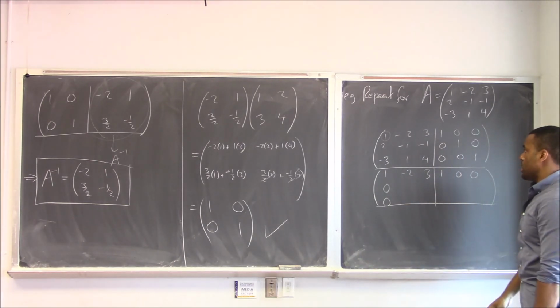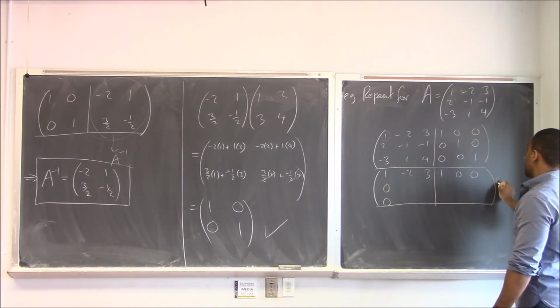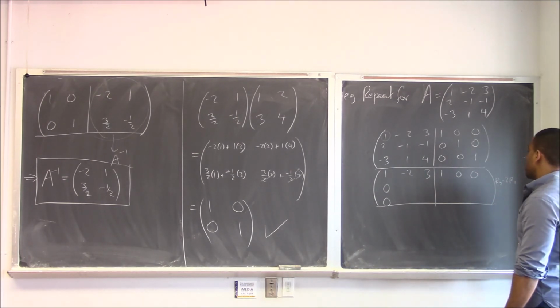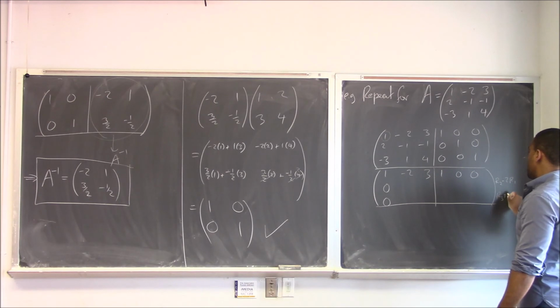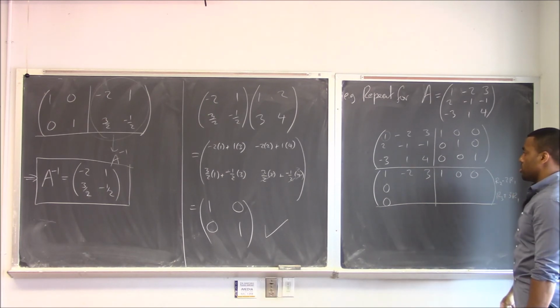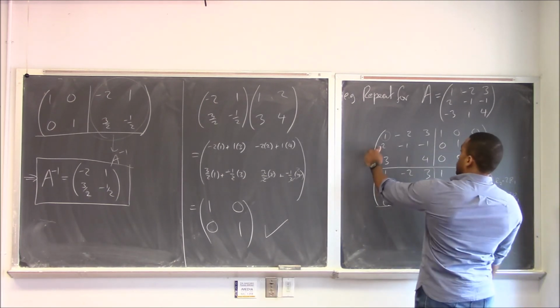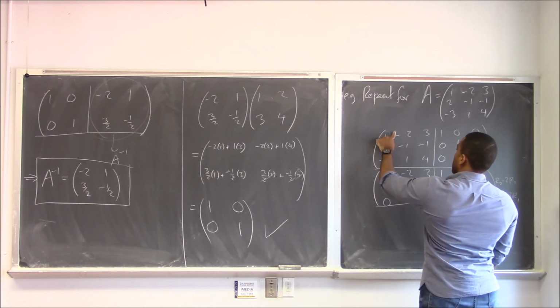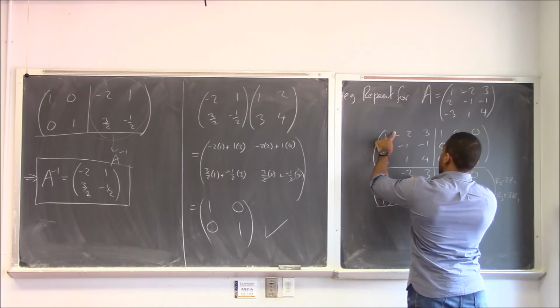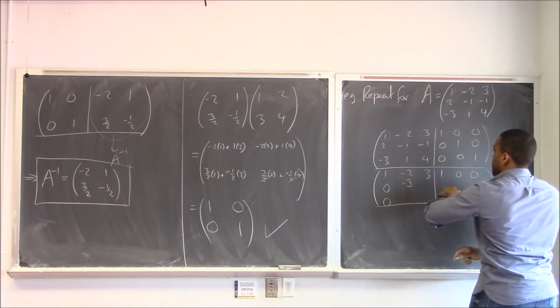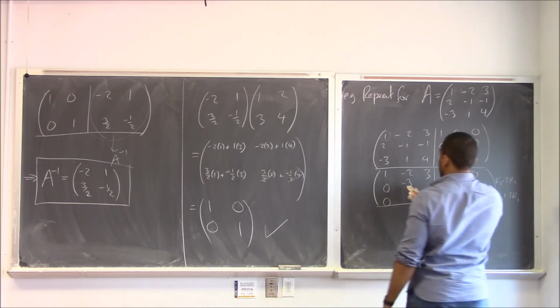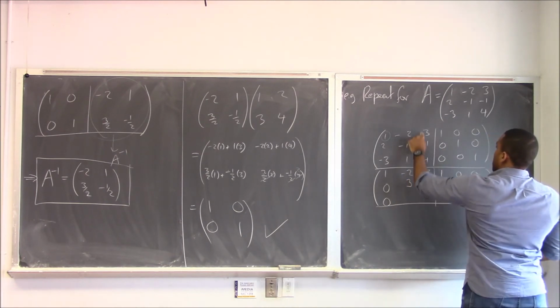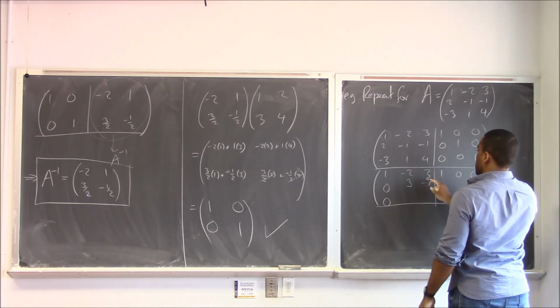So how can we get that? I can do row 2 minus 2 row 1 to get a 0 here. And I can do row 3 plus 3 row 1 to get a 0 there. So let's do that. Row 2 minus 2 times that, 0. This minus 2 times that is what, minus 3? It would be, or plus, positive. This minus 2 times that is a minus 7.